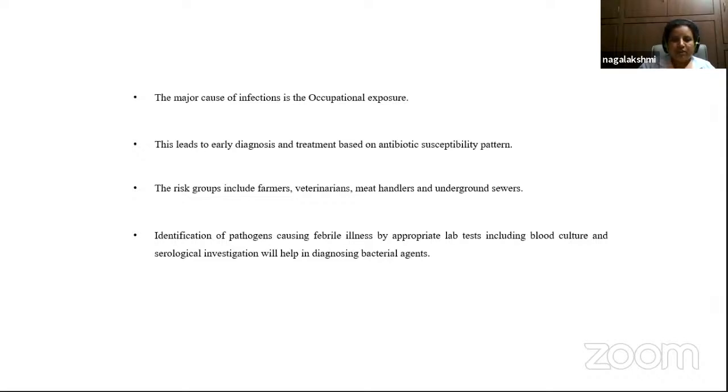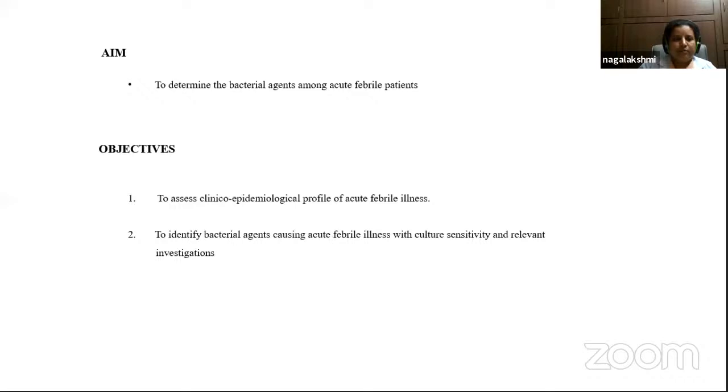Identification of pathogens causing febrile illness by appropriate lab tests includes blood culture. Serological investigation will help in diagnosing bacterial agents. The aim is to determine the bacterial agents among febrile patients. The objectives are to assess the clinico-epidemiological profile of acute febrile illness, and to identify bacterial agents causing acute febrile illness with culture sensitivity and relevant investigations.